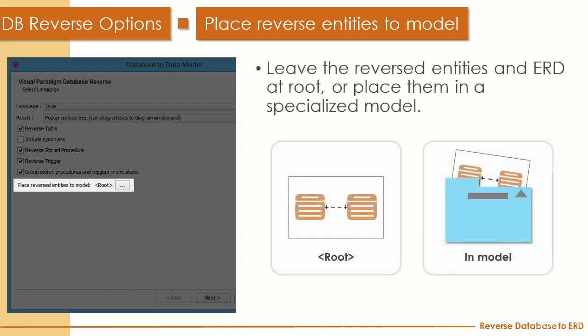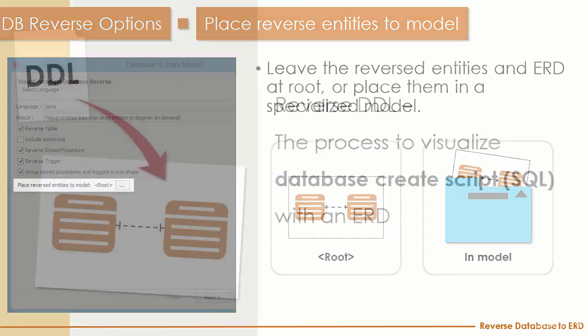You can select where to store the reversed entities. By default, it will put them into the root level of the project. But you can create a model and store the reversed entities there. It is very helpful when you have a very large database or a very large system. You don't put everything in the root; you can put it in different models. It's just like a folder. Again, if you want to know more about the model concept, please refer to the Visual Paradigm Essential Training course.